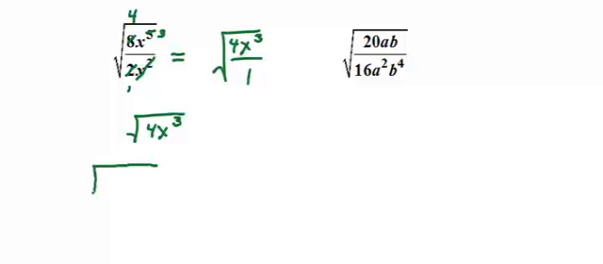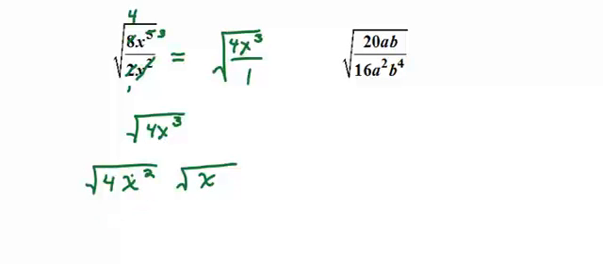We need to simplify. So we simplified our fraction. Now we're going to simplify our radical. 4 is a perfect square. And the highest even number less than or equal to 3 is 2, so we can put 2 x's here, and the remaining factor of x goes there.